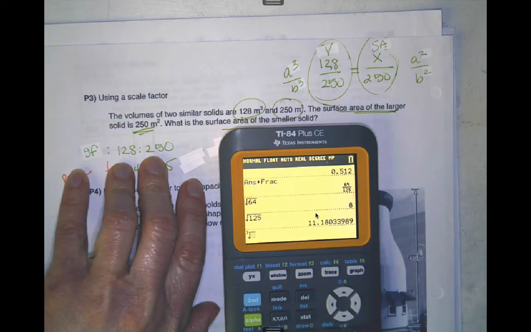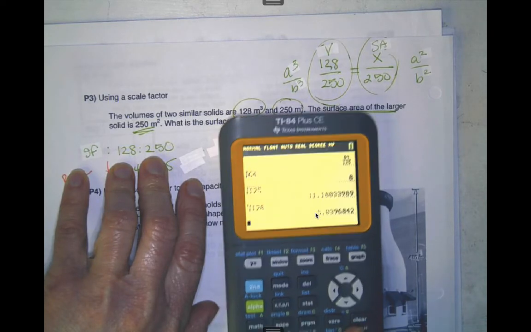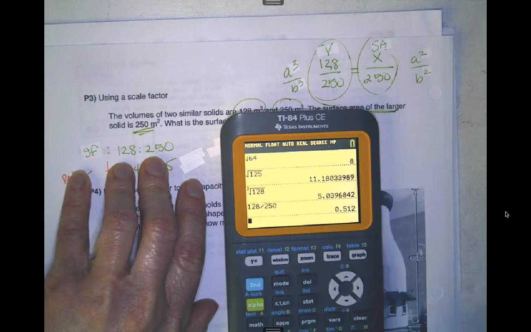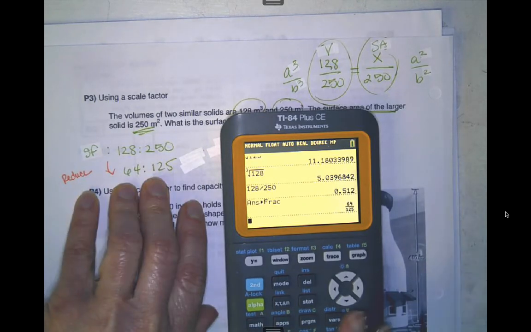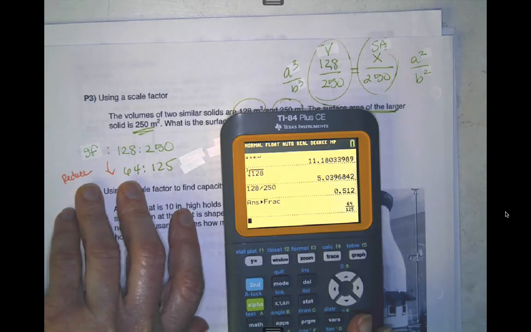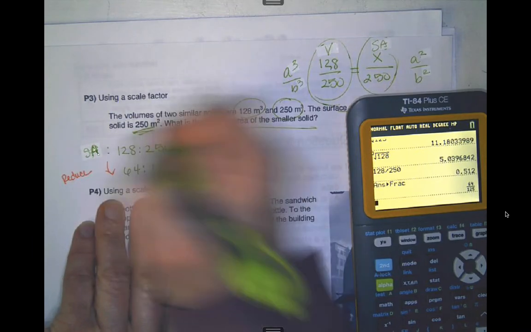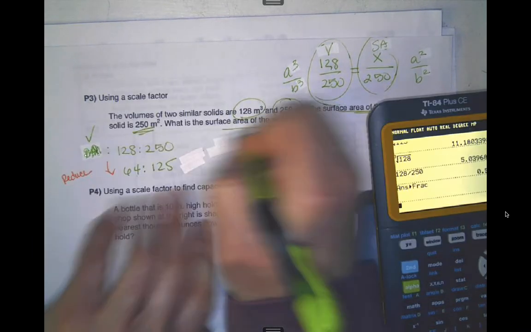If I take the cube root of 128, I don't get a nice number. So instead I want to try to reduce these. If I do 128 divided by 250, if I go to math, frac, I'll get 64 over 125. So the first thing I did for this one is I reduced. Sorry, I should label this the surface area, and I should label this the volume ratios.